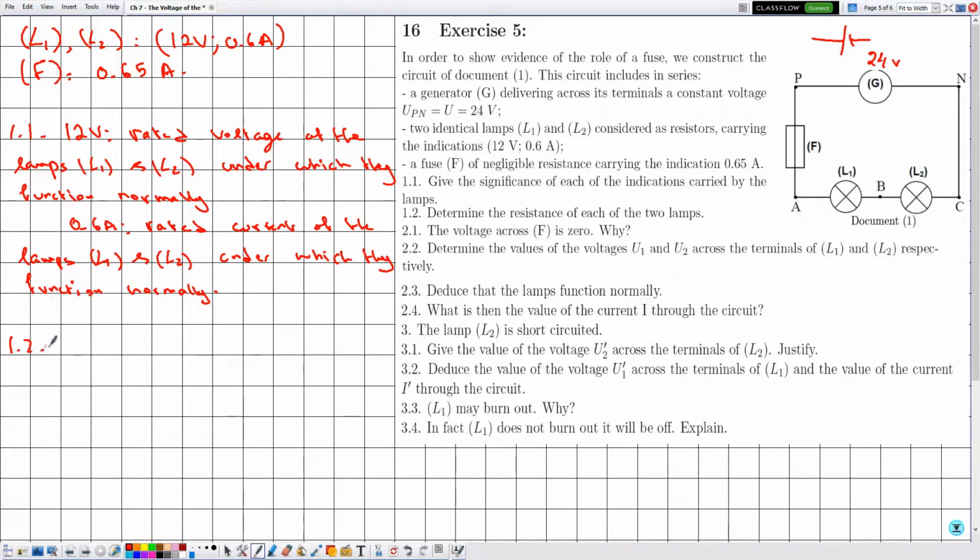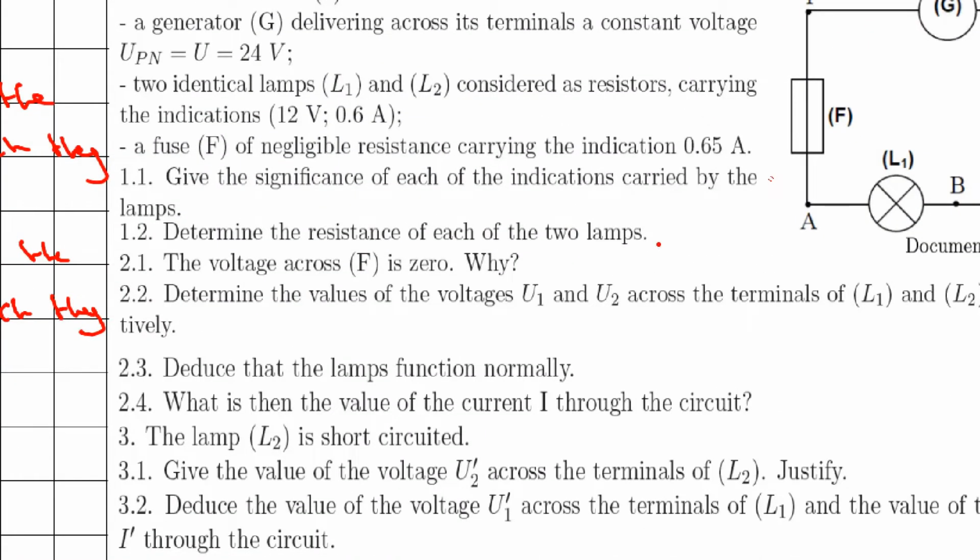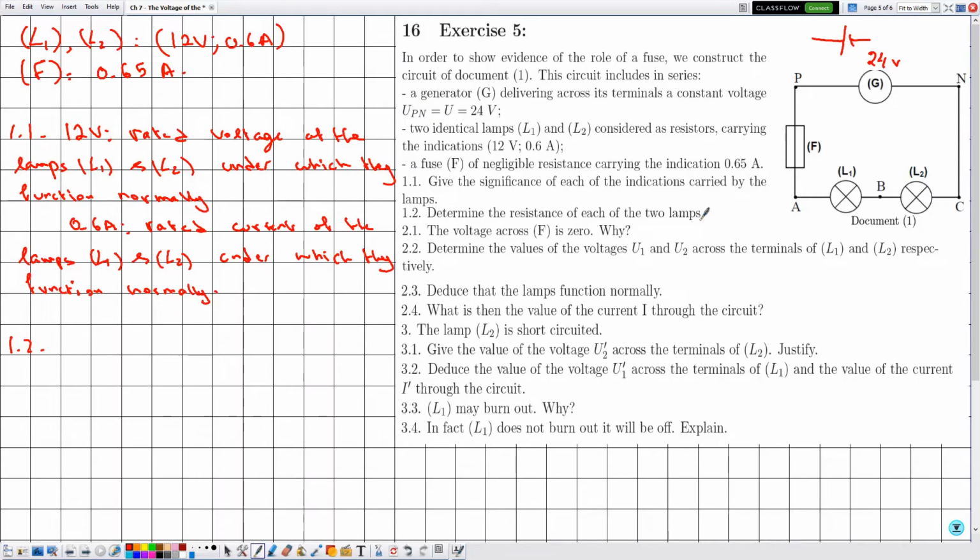Now in 1.2 they are telling me to determine the resistance of each of the two lamps. So we will determine the resistance of one of the lamps, and because they are identical, both lamps will have the same resistance, and we know that the resistance of the lamp can be determined using Ohm's law. Although here we don't know if the lamp is functioning normally, we can use the indications simply because we are calculating resistance. So apply Ohm's law to L1.